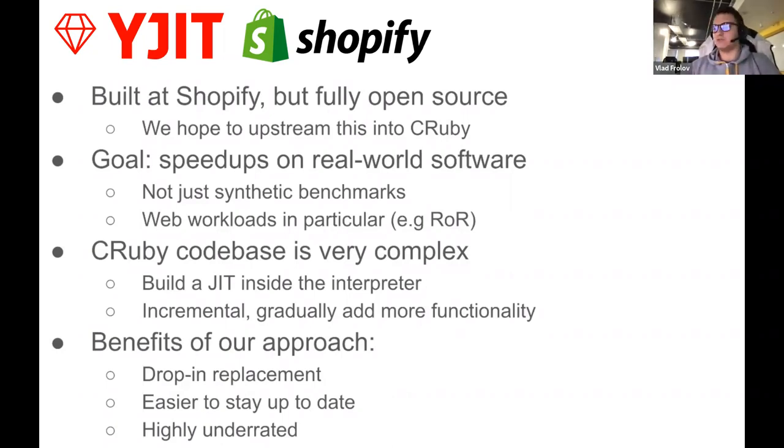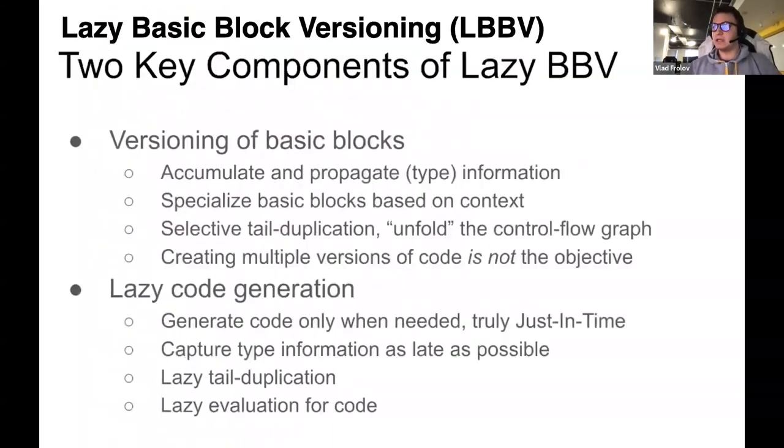Yeah, the CRuby code base is very complex, so the main goal was to build a JIT inside the interpreter and incrementally, gradually add more functionality. And if we look at the benefits of Shopify's approach, we will see drop-in replacement, easier to stay up to date, and highly underrated. The main concept of the new YJIT is lazy basic block versioning.